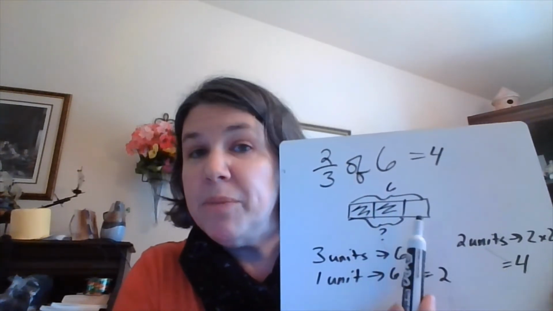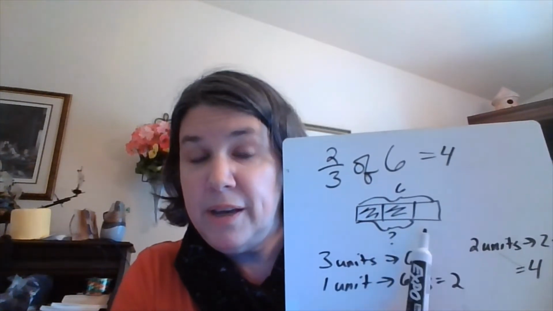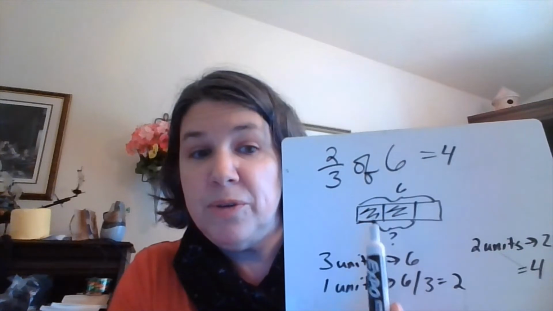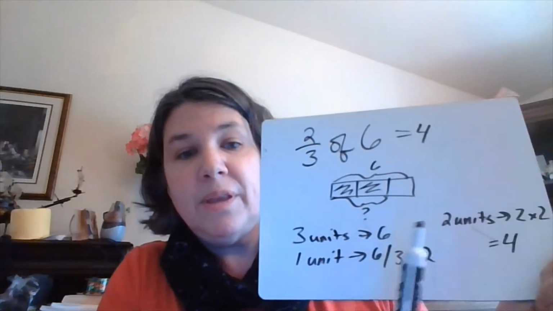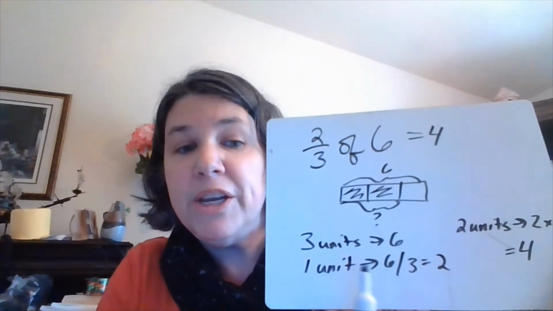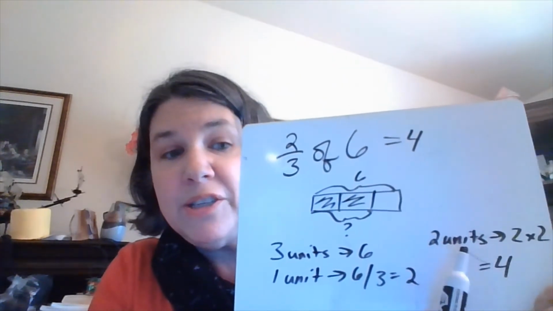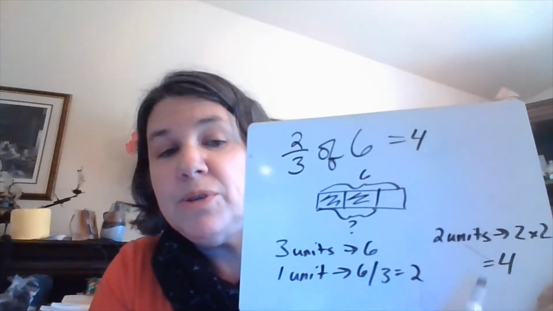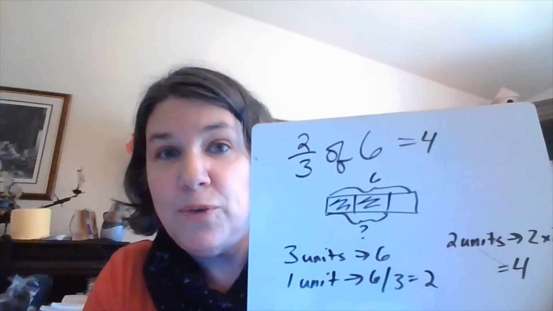Here's my solution. So 2/3 of 6 is 4. I drew my bar model with 3 equal units because I was dealing with thirds, and I wanted to find 2 of those. I know all 3 is equal to 6. So I have 3 units is 6. I could use division. 1 unit, 6 divided by 3 is 2. And since I want to find 2 units, I do 2 times 2 is 4. So 2/3 of 6 is 4. Good. Now that was the modeling method to find it.